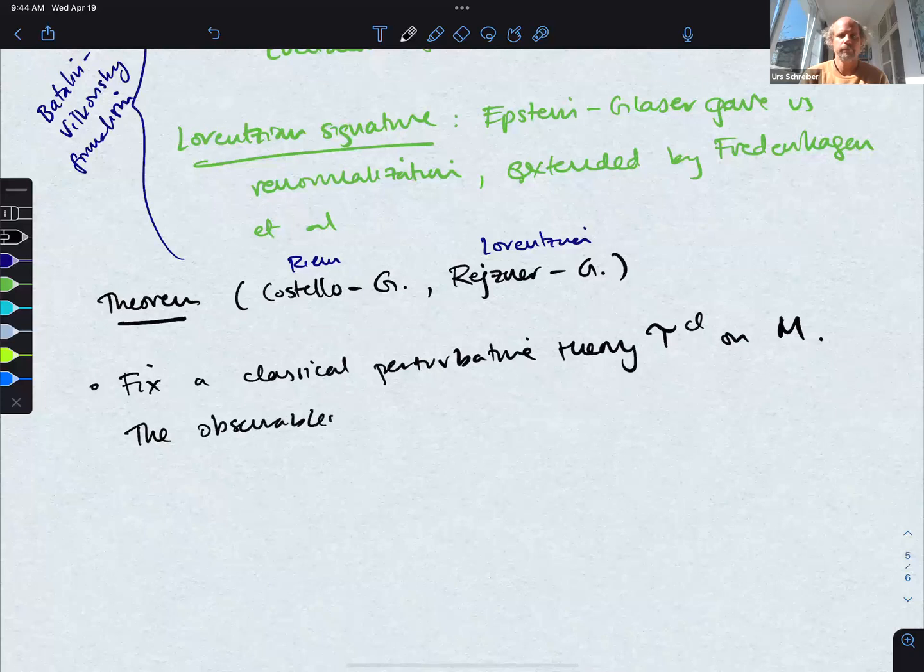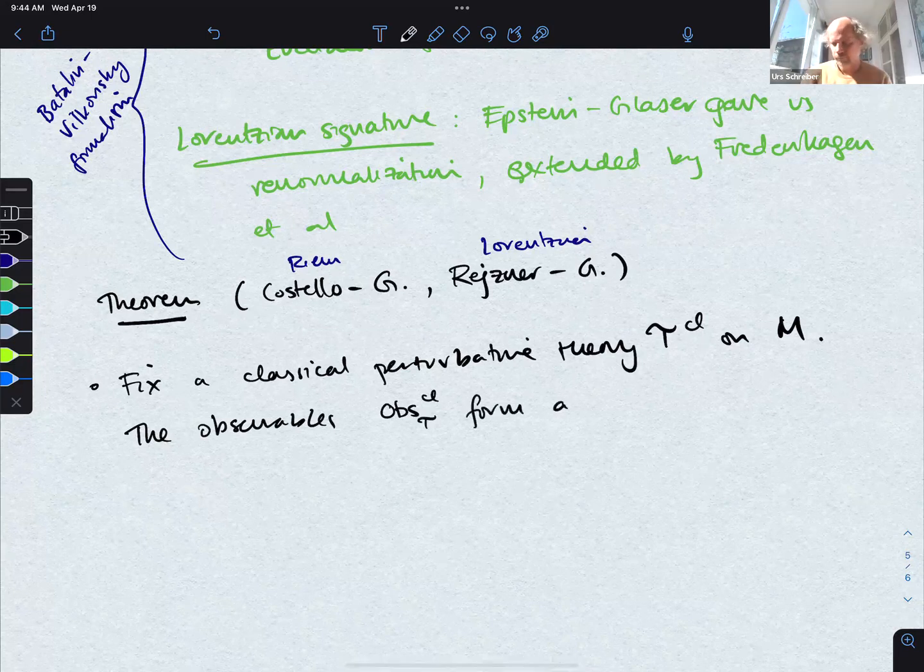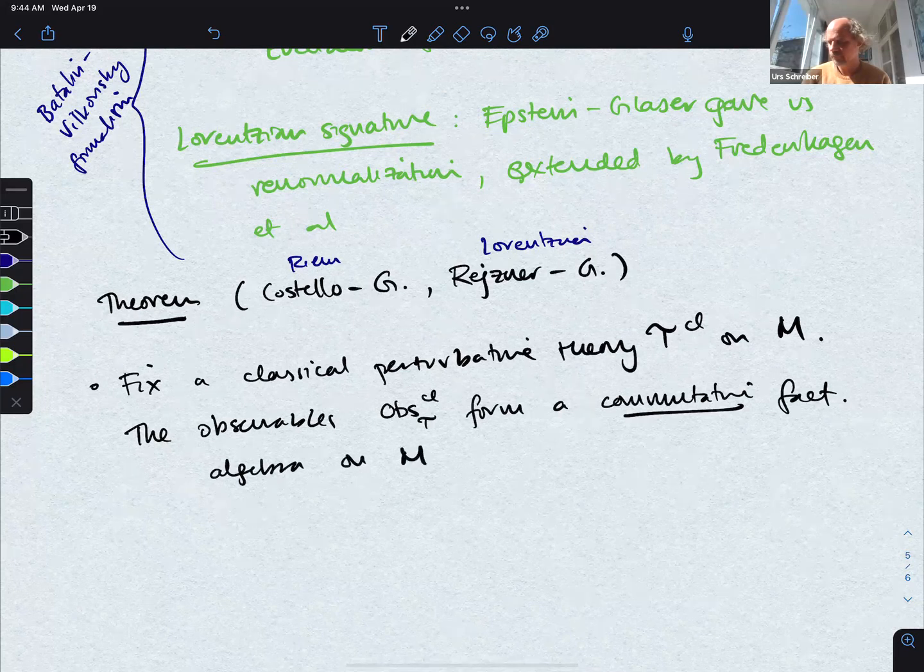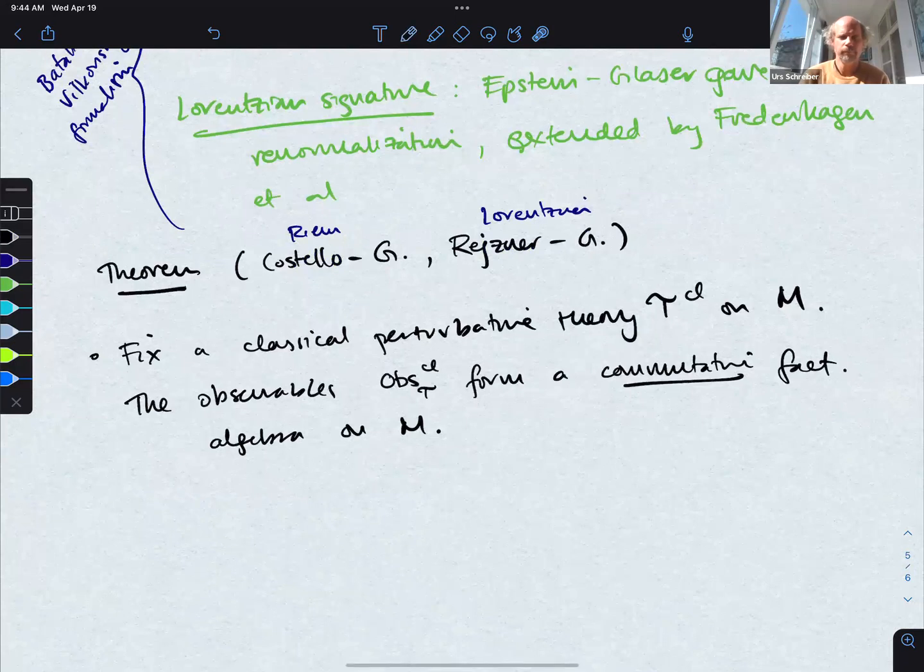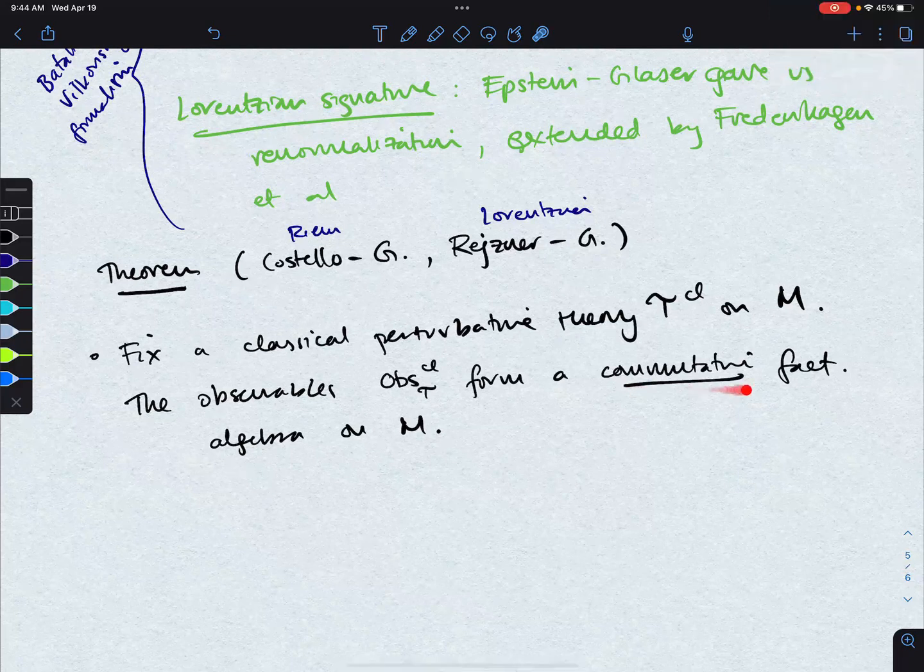So the observables, and I'll write this Obs for observables, cl for classical, and sub T, form a commutative factorization algebra on M. So not only does it assign a vector space to each open set, it assigns a commutative algebra to each open set. The measurements you can make are just the commutative algebra of functions on solutions to the equations of motion in that open set. So it's a commutative algebra. Okay.